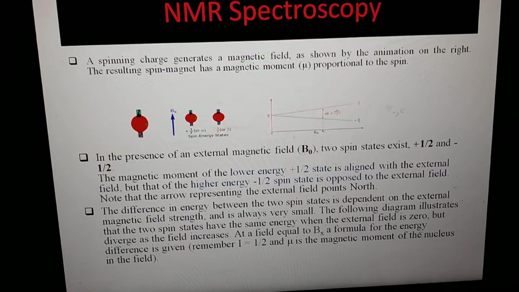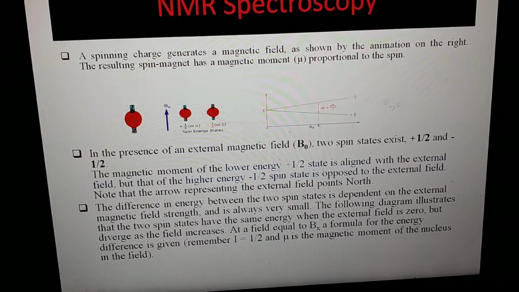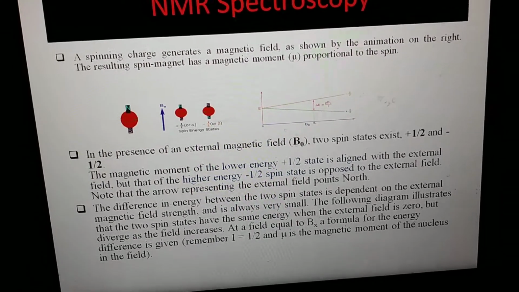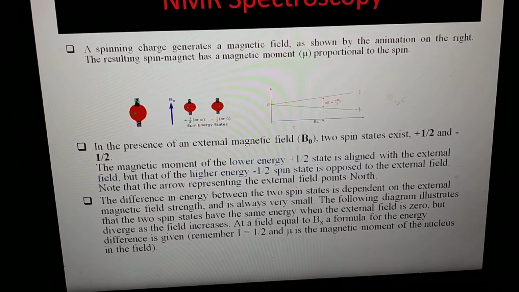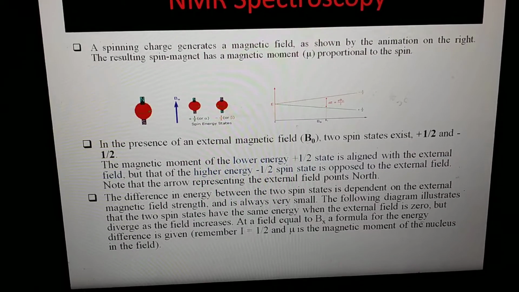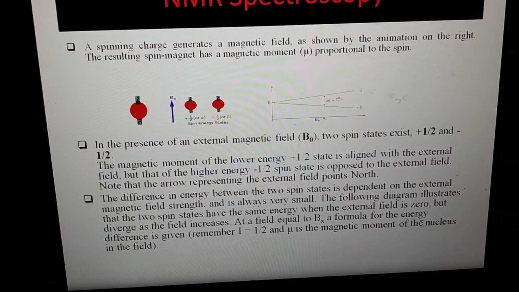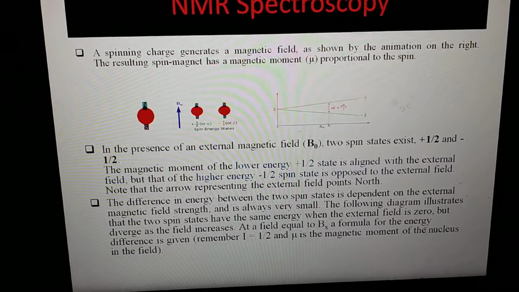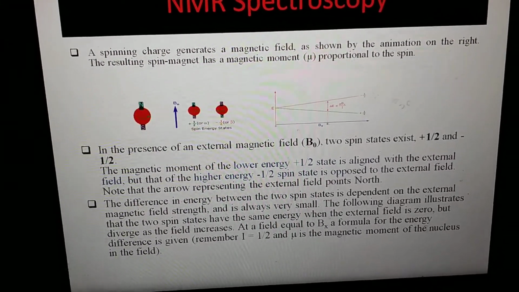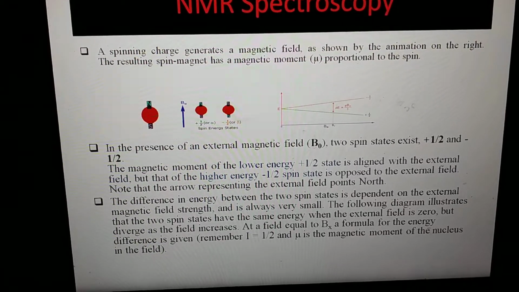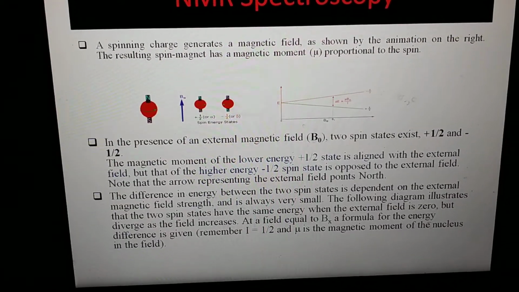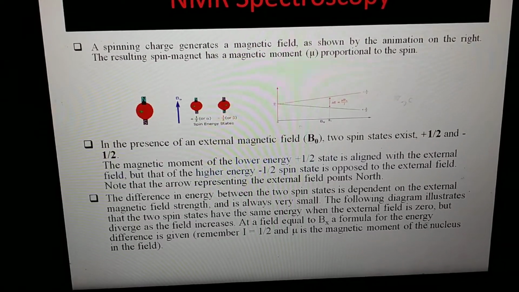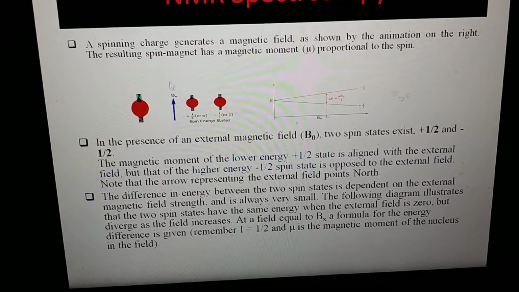The difference in energy between the two spin states is dependent on the external magnetic field strength. This energy difference is directly proportional to the external magnetic field strength applied, and it is always very small. The following diagram illustrates the two spin states.